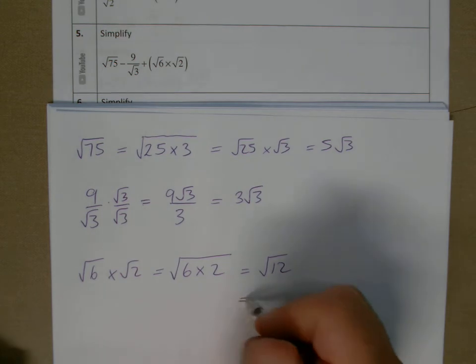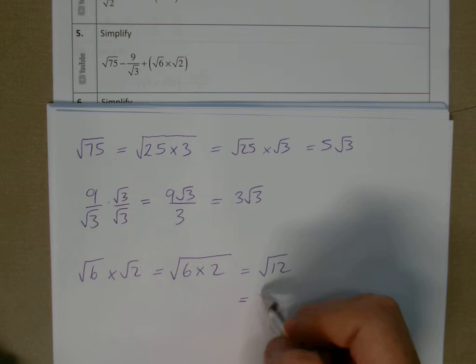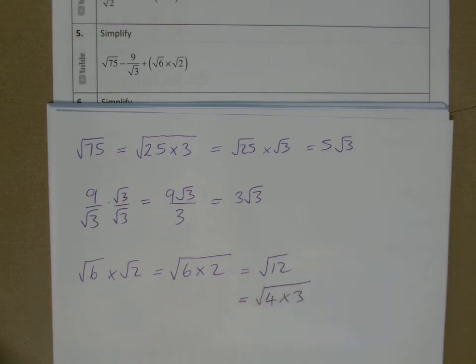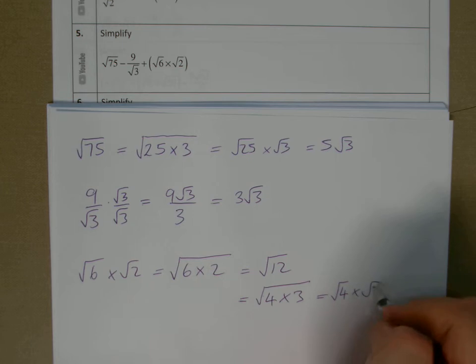Try and find a pair that multiplies to give 12. And of course, the pair is 4 and 3. So 4 times 3 gives you 12. 4 is a square number, so we'll split that up. So you get 2 root 3.